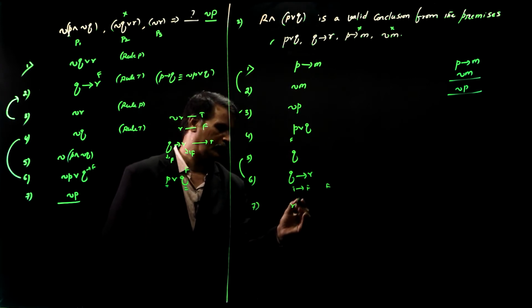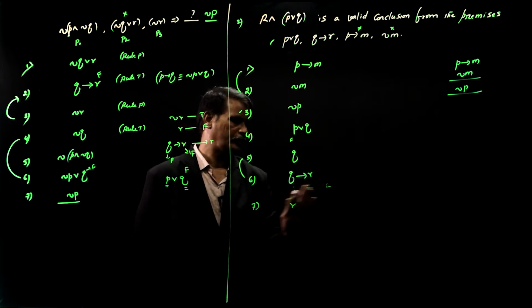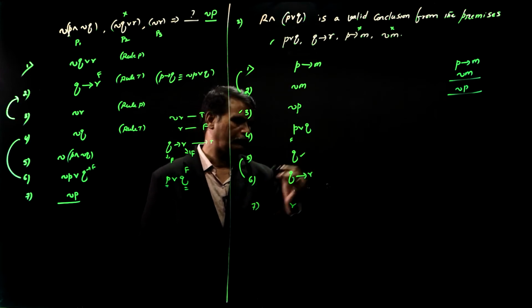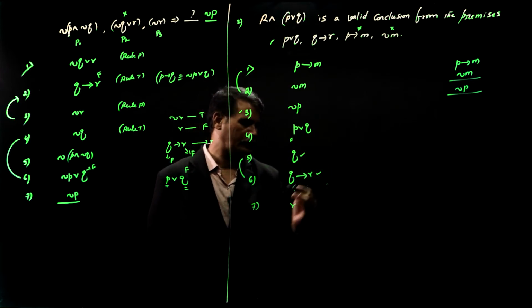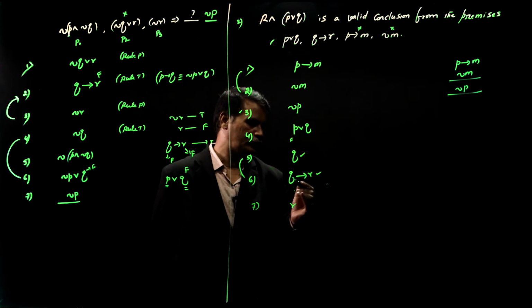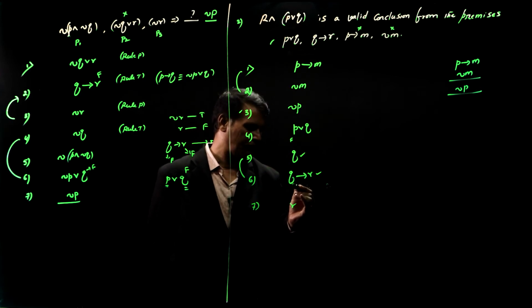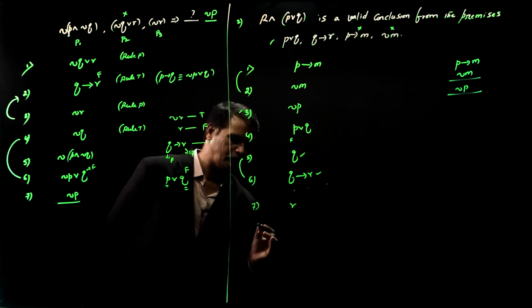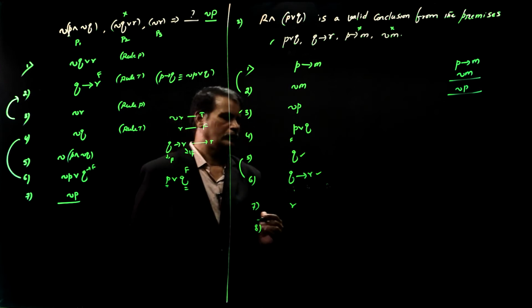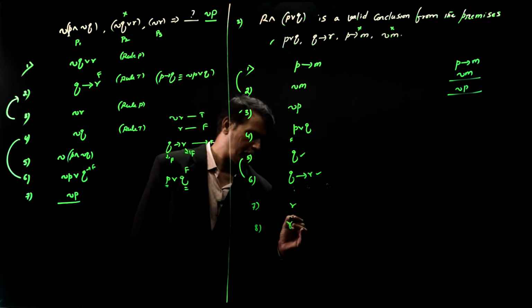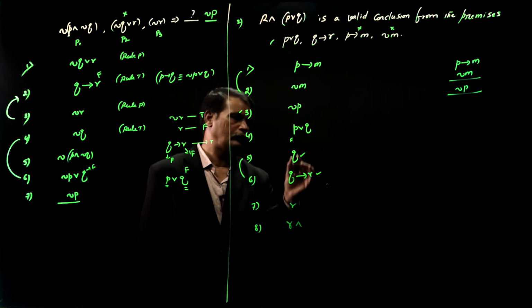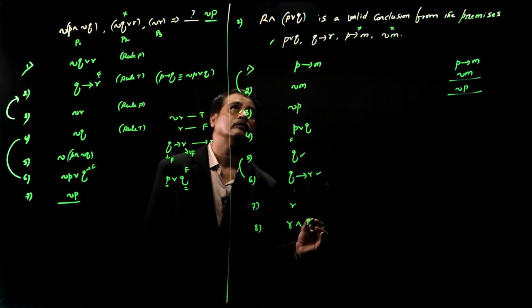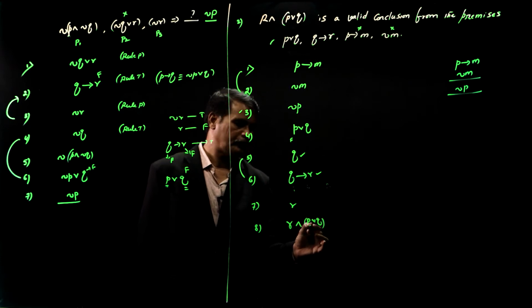R should be true. So, I know the value of Q is true, and Q implies R is true. Q value fix it as T. Therefore, R should be true. Now, I know the value of R is true and I know the value of P or Q is true. So, if P is true, Q is true, P and Q is also true.